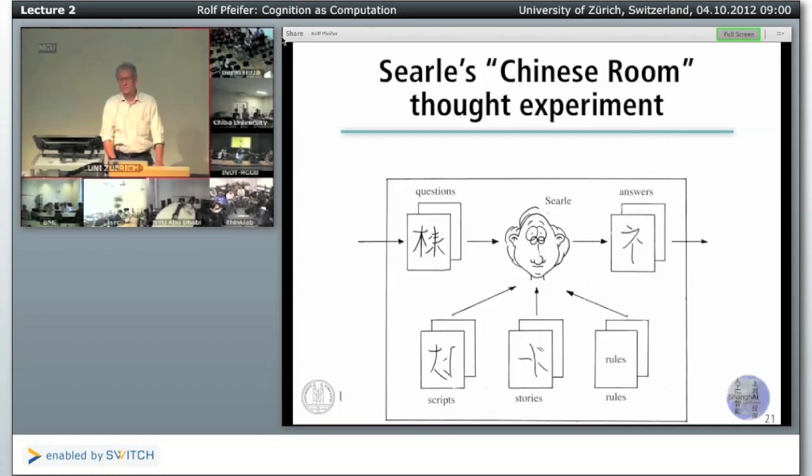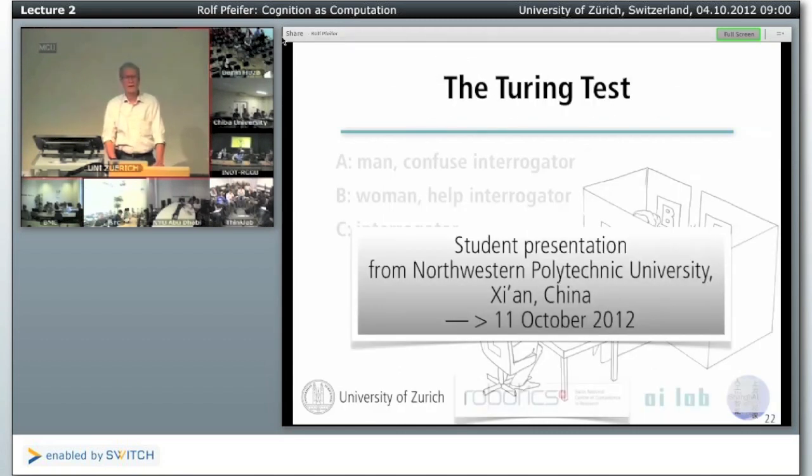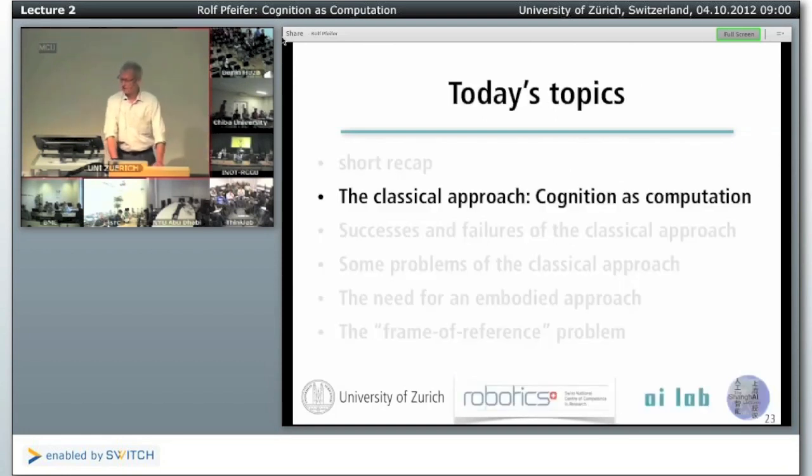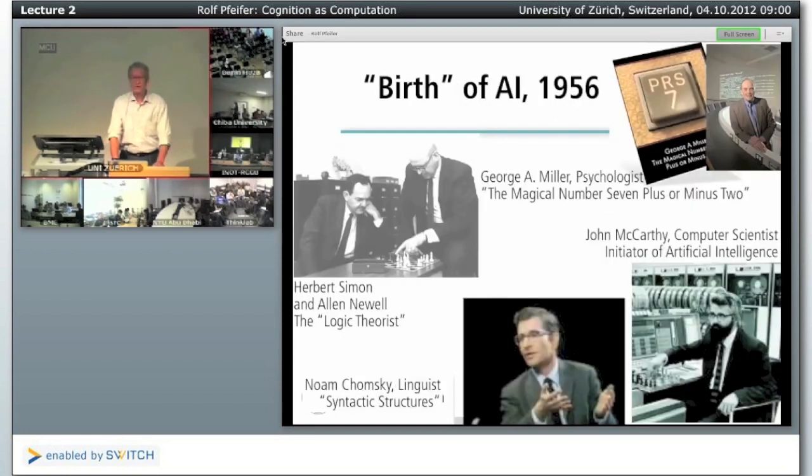There is a criticism of the Turing test by John Searle with his famous thought experiment on the Chinese room. Now we will have a student presentation next week from Xi'an, Northwestern Polytechnic University. We had to postpone this because of the national holiday in China. Now let's look at the classical approach to intelligence, which is cognition as computation.